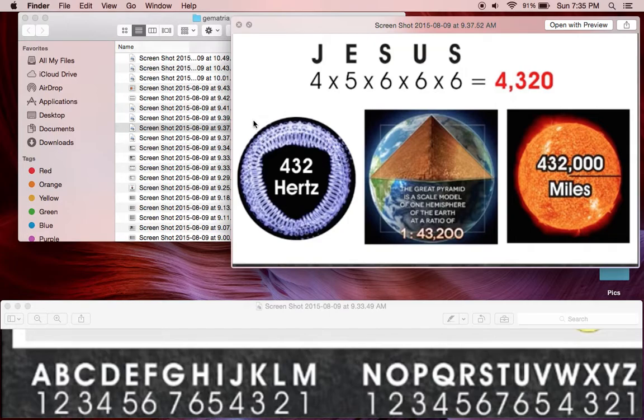You throw some sand on a vibrating sound wave plate, and only the 432 frequencies will create amazing shapes. 441 just creates a bunch of mishmash. 432 is the law of nature. And of course, the Great Pyramid is a scale model of one hemisphere of the Earth at a ratio of 1 to 43,200.